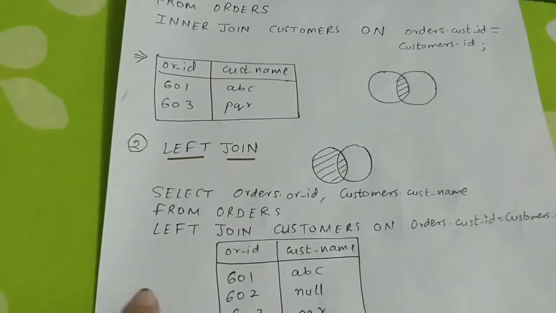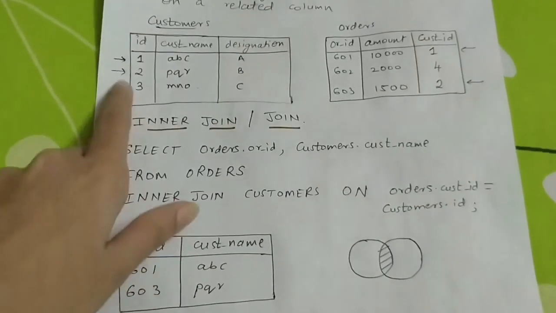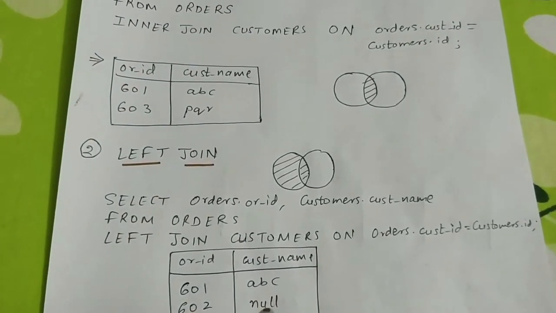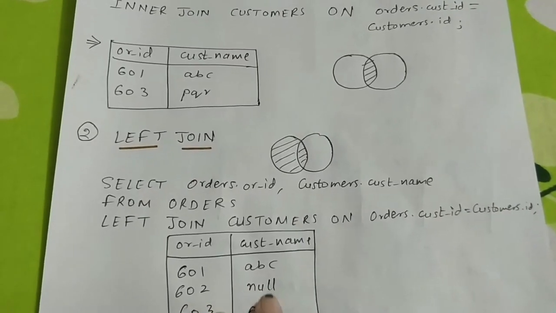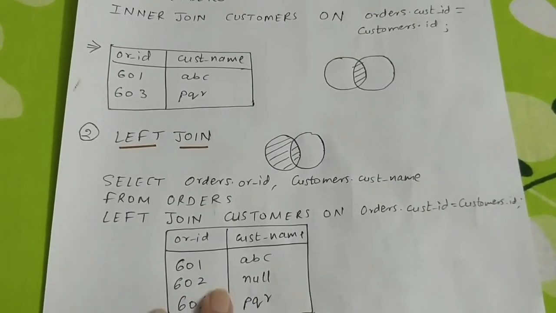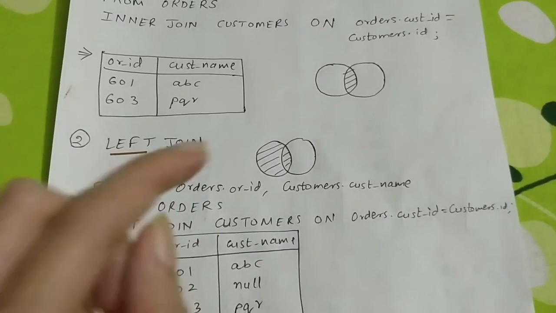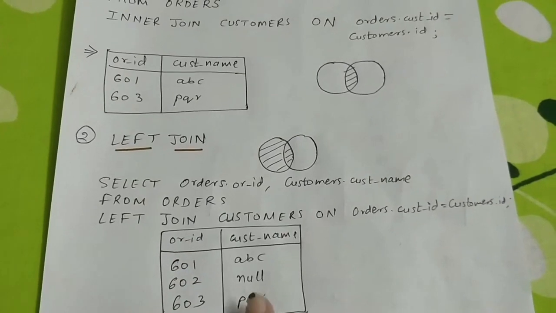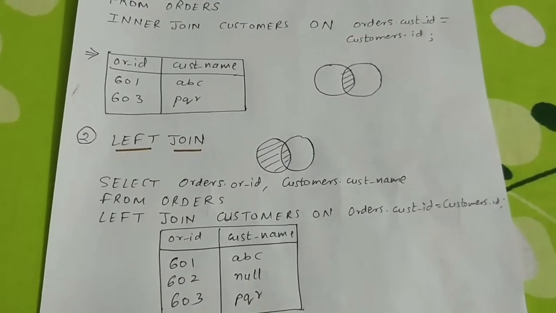601, 602, 603, all of them will be printed, and the corresponding cus name will also be printed. So ABC and PQR will be printed, but for 602 there is no corresponding cus name, and hence it will be null. So null will be printed over here. So basically left join means all the items from the left table, the orders table, will be printed, even though it does not have a corresponding cus name. Instead of that, null will be printed. Okay.